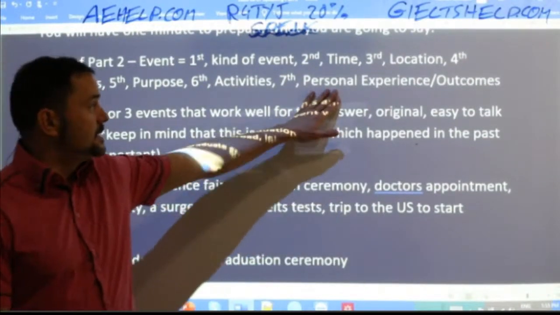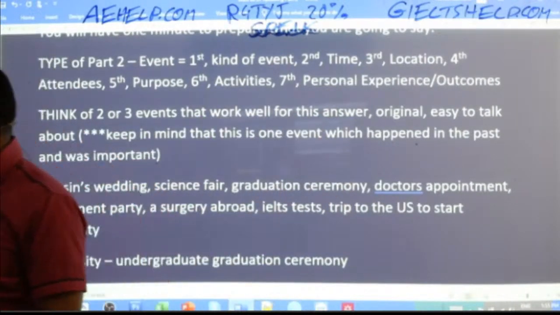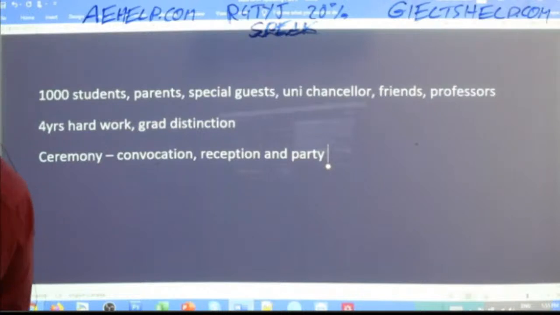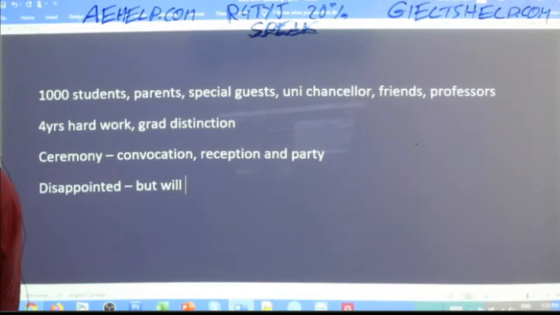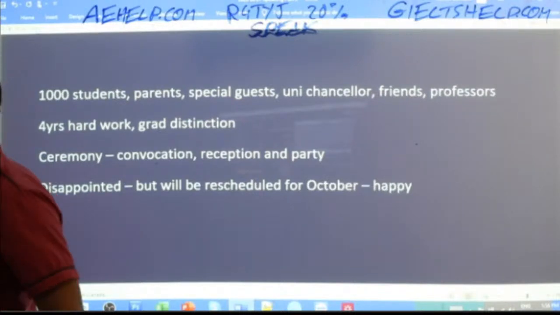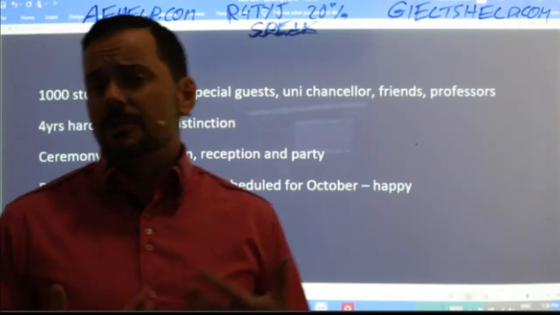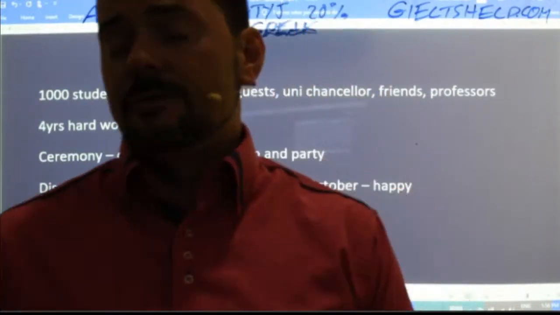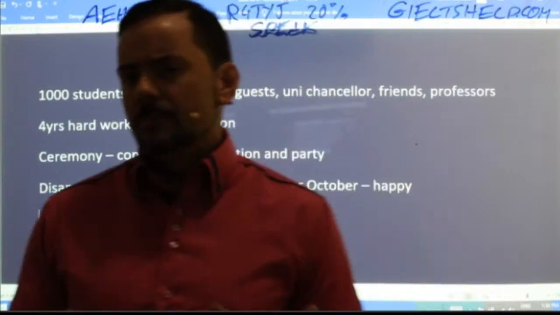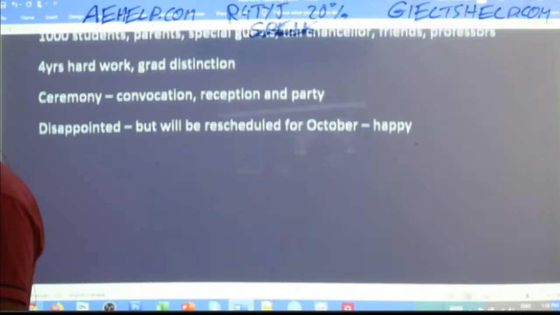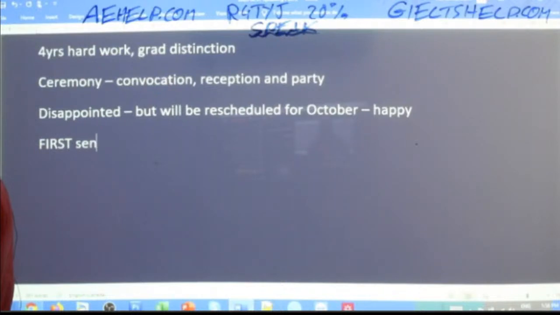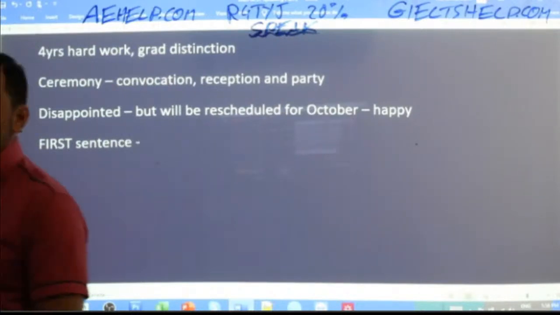personal experience and outcomes. So, of course, if it's canceled, you're clearly disappointed. But will be rescheduled for October. Okay, let's say happy. All right. So in that 1 minute, you really do have to think quickly, choose the most effective notes, and move along. Remember, you have 1 minute to do all of this, and you still have to come up with your first sentence. Okay? So before your time is up.